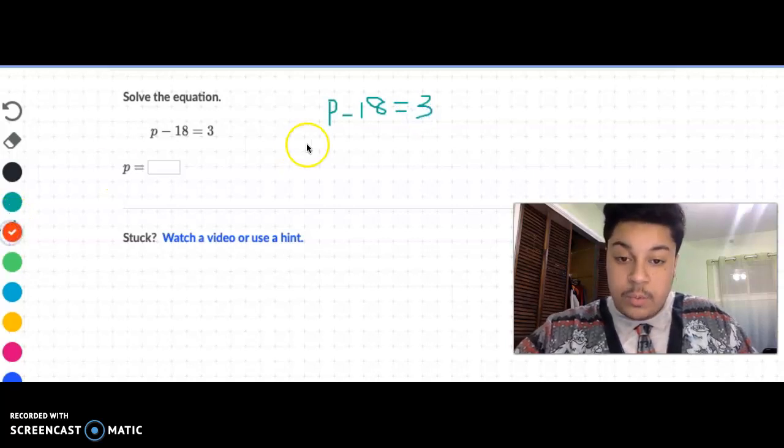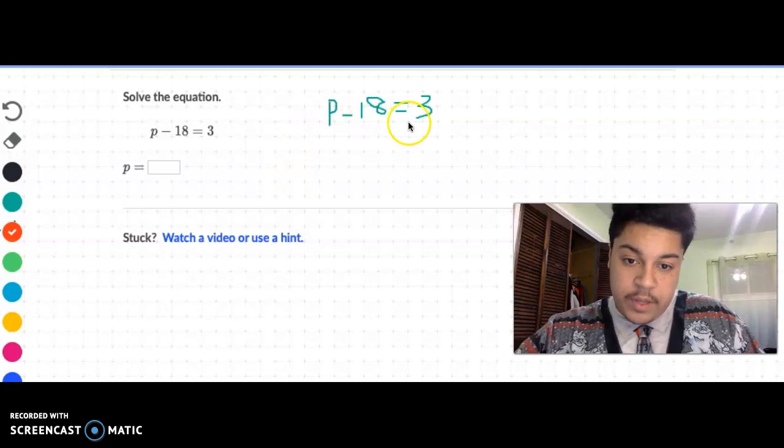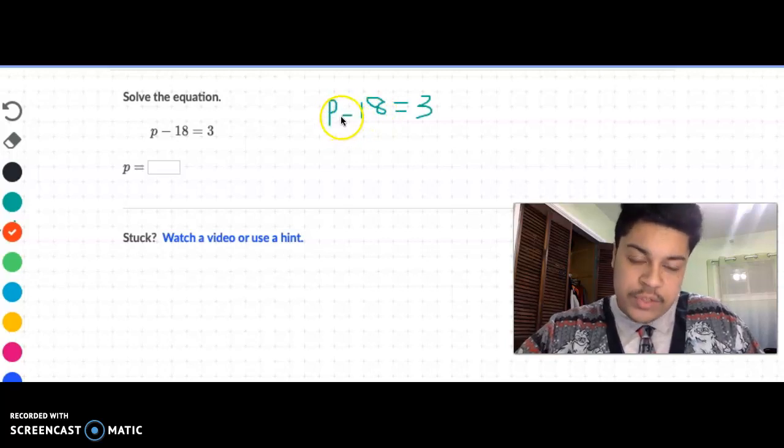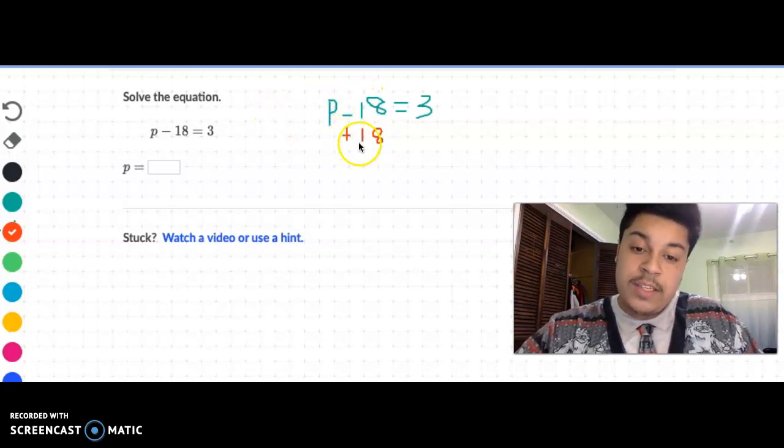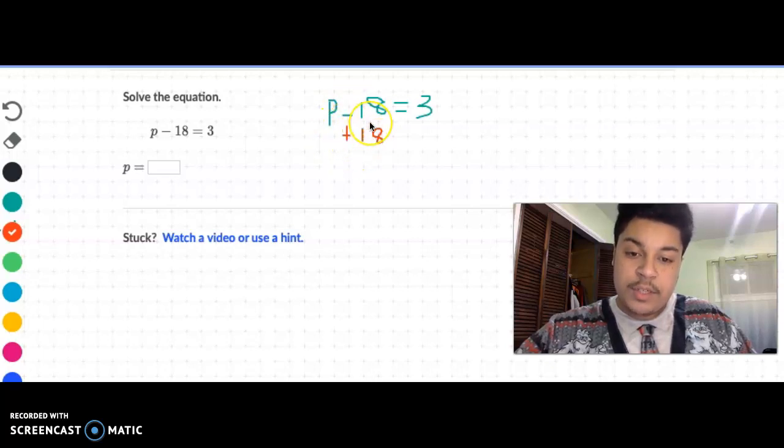Alright, so we have to first solve for P. We want to get P by itself. So since 18 is a negative number, which we know because there's a negative sign in front of it, you're going to add 18. Now in your head, you're probably thinking, why are we adding 18? The reason is that positive 18 is the opposite of negative 18. So since this is a negative sign, we're going to do the opposite, and we're just going to add 18 instead of subtract 18.